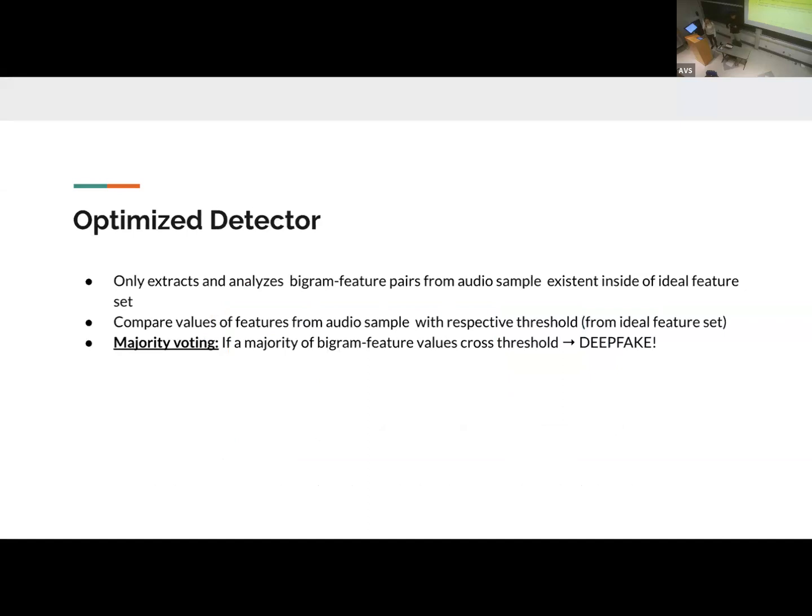With the identification of the bigram features that act as strong discriminators, the optimized detector would then only analyze bigram feature pairs of an audio sample existent within the ideal feature set. Majority voting would be used to identify the number of times the bigram feature values from the test audio sample cross the defined respective threshold from the ideal feature set. And if a majority of them do, then the sample is classified as a deepfake.